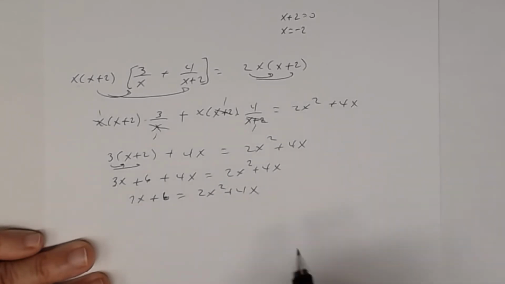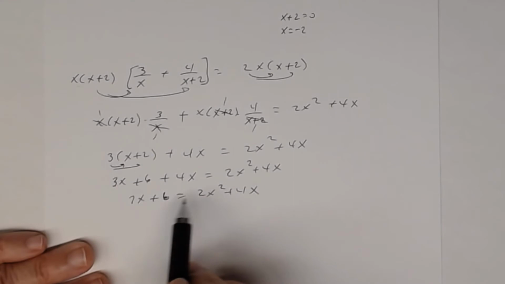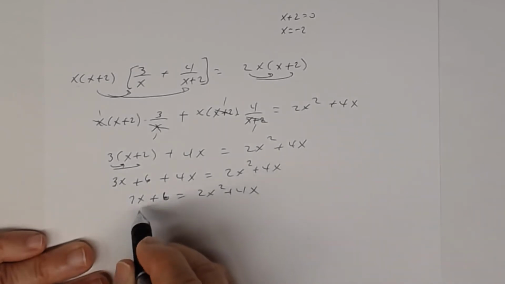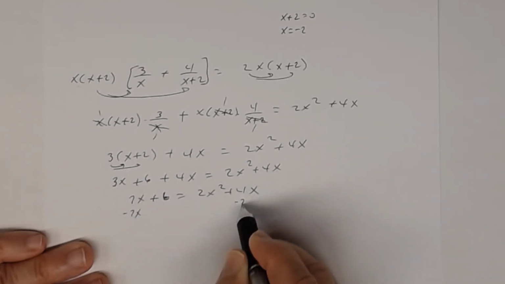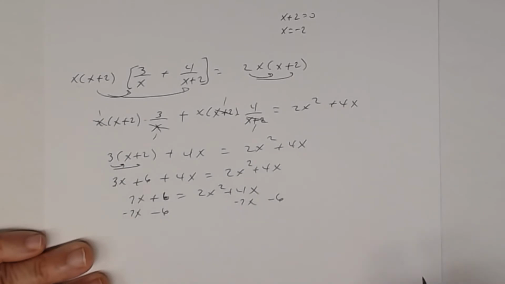plus 4x. All right, so I'm going to go ahead and put this quadratic equation in standard form. So since x squared has a positive coefficient and it's on the right-hand side, I'm going to go ahead and subtract 7x from both sides, just like this. And notice I'm aligning my like terms. And I'm also going to do the next step as well. So I'm going to subtract 6 from both sides, just like that.